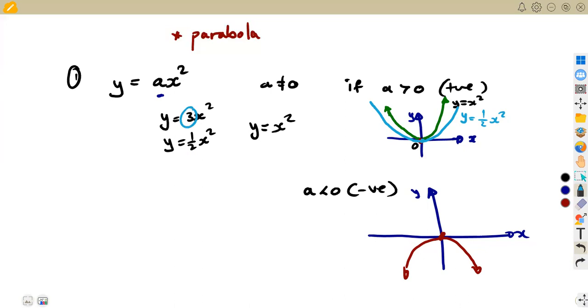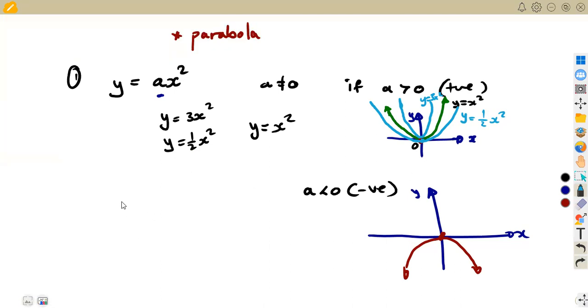A whole number is going to make the graph narrower, so you're going to have it something like this. This is the graph of y is equal to 3x squared, a sketch, compared to the graph of y is equal to half x squared and the graph of y is equal to x squared. The same applies even if a is negative.